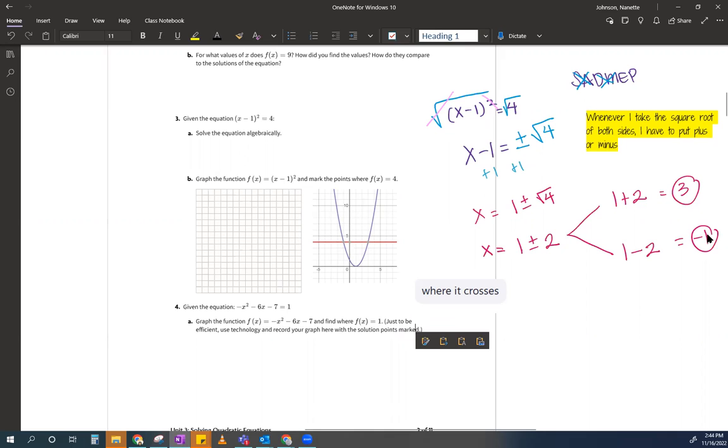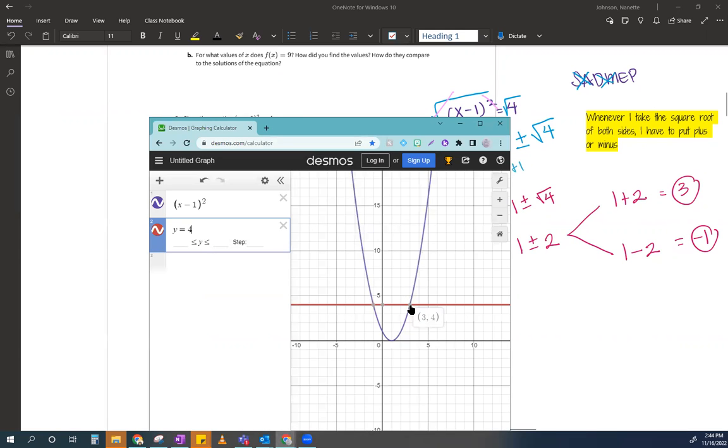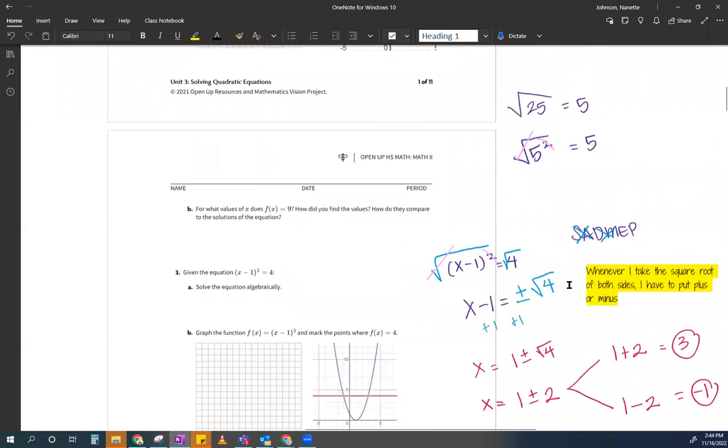So I'm hoping that they cross at 3 and -1, because if that's true, then I'm good. And it does look like that. Look, 1, 2, 3, up, -1. Up. Let's see. Let's actually look at the actual graph. Let's click on that. Look, it's 3. It's -1, Miss Johnson. It is right. We did it right. Okay, so let's go back to our goal here.